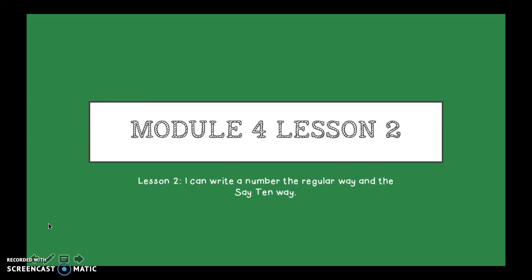Hi friends, this lesson is from Module 4, Lesson 2. Yesterday we talked about looking at numbers and how much faster and easier it was to count a big number if we group them by tens. Today we're going to talk about how we can say numbers in different ways, focusing on those tens.